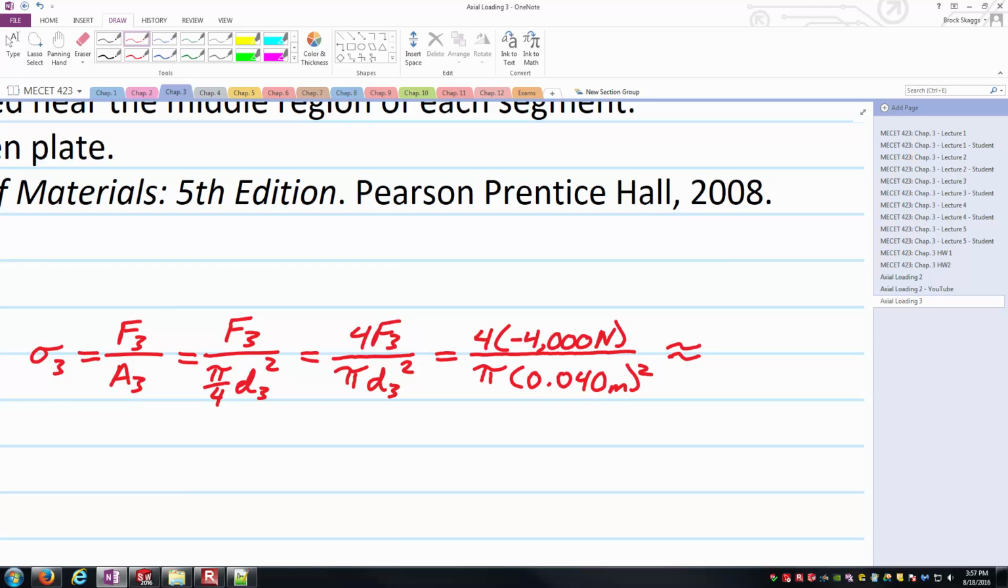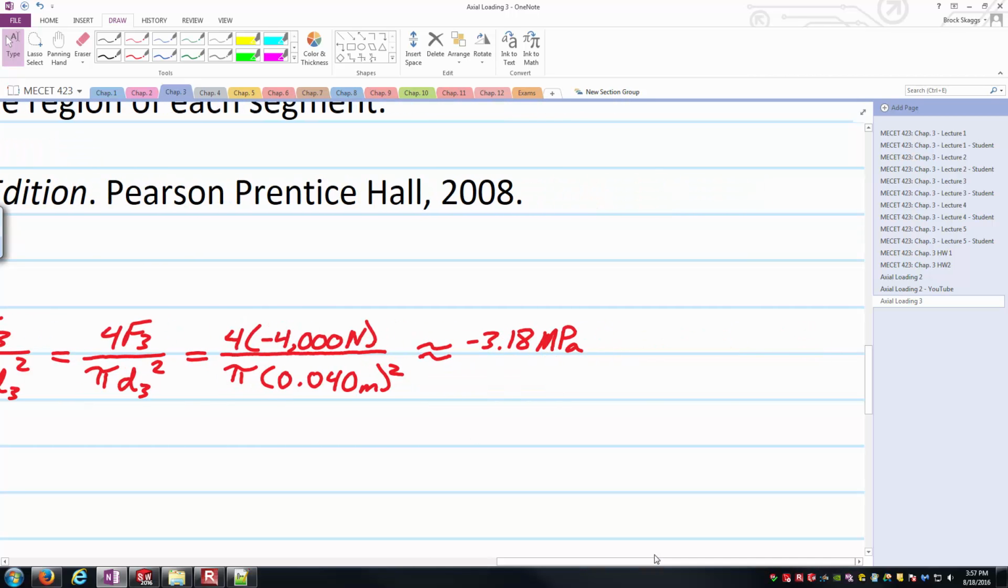I'm getting negative 3.18 times 10 to the 6th. That would be in pascals, so I'll write it as negative 3.18 megapascals. Oops, got a little overambitious with my M. Megapascals, there we go. Another thing that you could also write this as, I'll write it as 3.18 megapascals, and I'll put a comma C here. Both of these indicating that it's compression. Here I'm just removing the negative sign and putting the comma C to indicate compression.